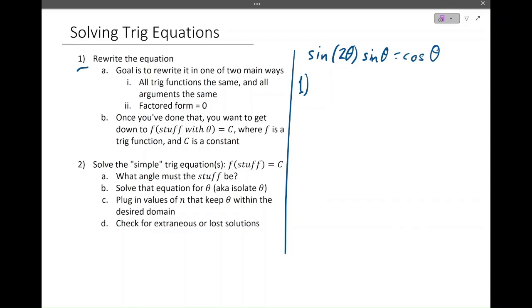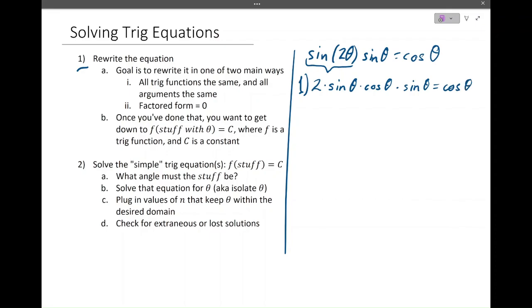Sine of 2 theta, I think that's one of the easier identities to remember. So this is a double angle formula, sine of 2 theta, and we can rewrite that as just 2 times sine of theta cosine of theta. All right, so 2 times sine of the angle being doubled, which in this case is just theta, times cosine of, again, that angle that's being doubled. And then I have times sine of theta equals cosine of theta.